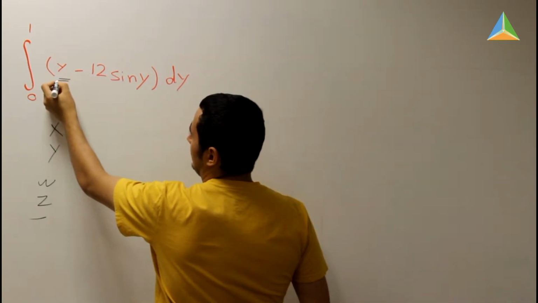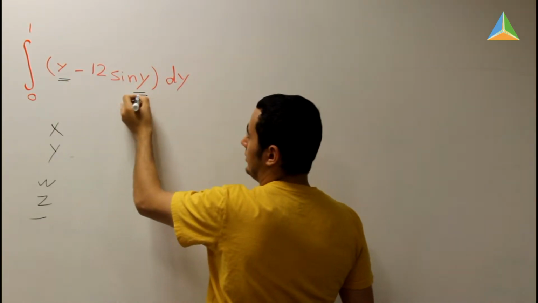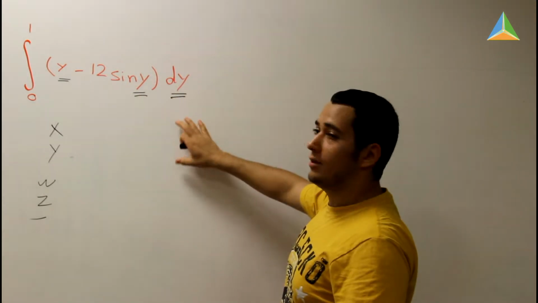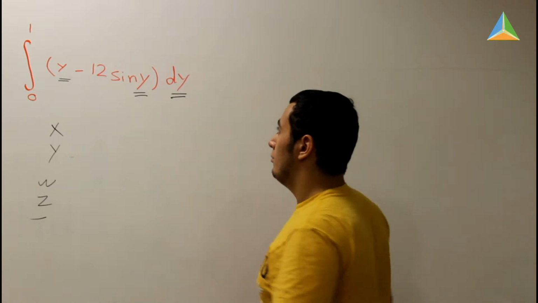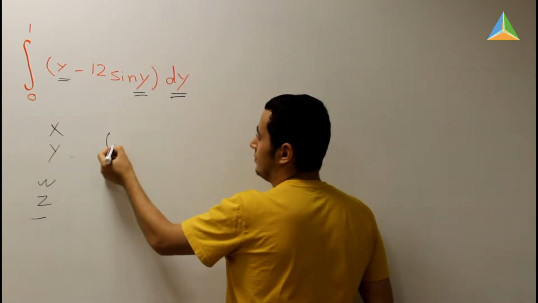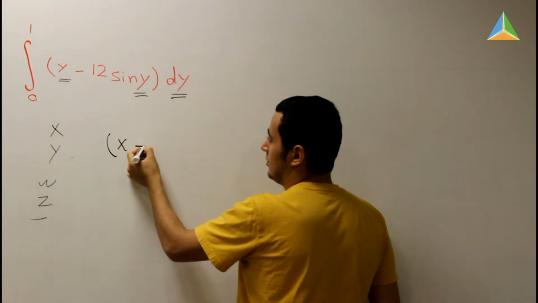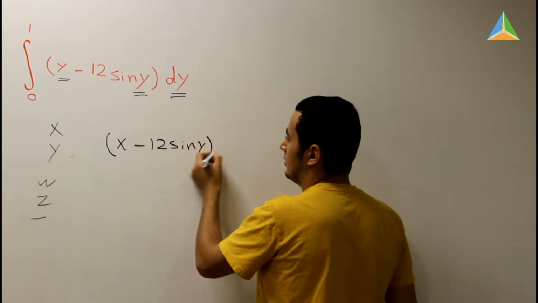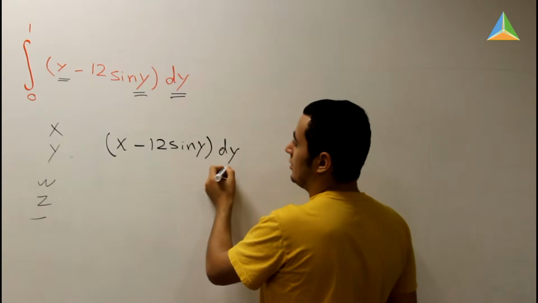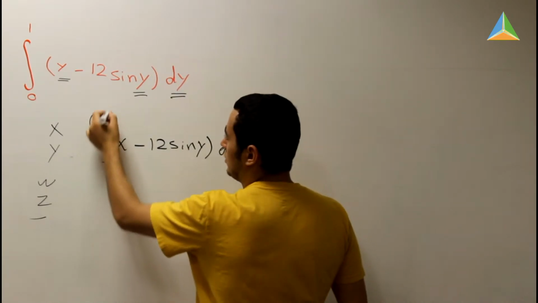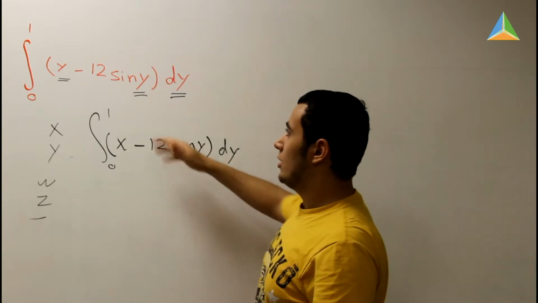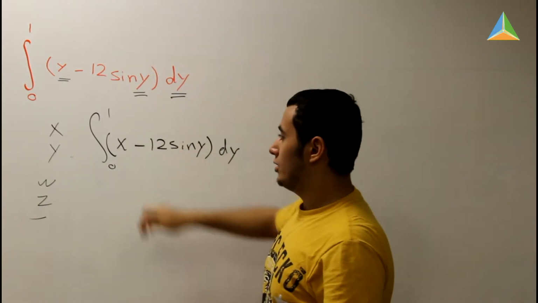If this is dy, I mean, then you are good to go. But for example, if this expression says x minus 12 sine y dy, in this case, this is totally a different question. You cannot integrate the same way you integrate in here. You might want to ignore x.